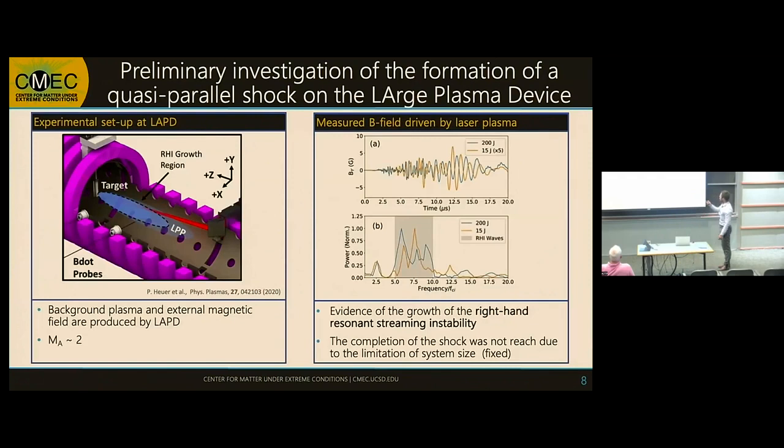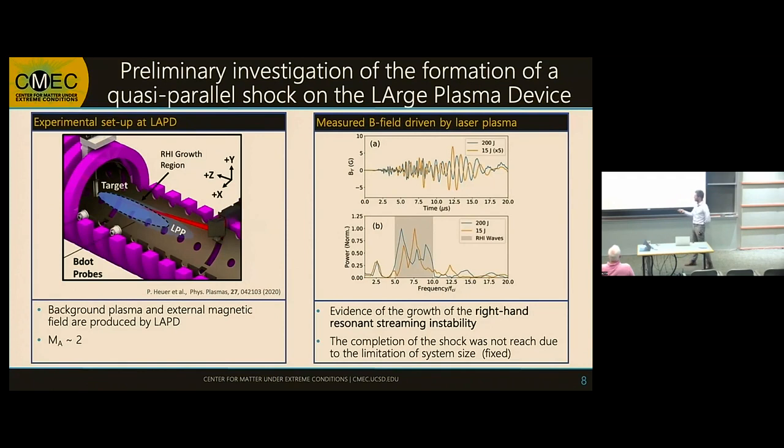Another experiment I want to discuss briefly was performed at the LAPD. The LAPD was discussed a little bit yesterday. In this experiment, they were interested in the dissipation mechanism in quasi-parallel shocks at a low Alfvén Mach number, around 2.